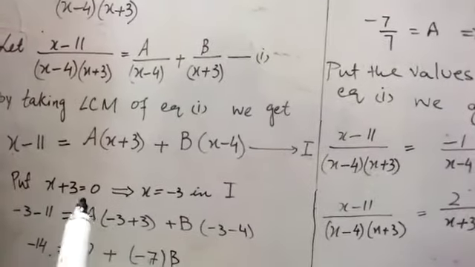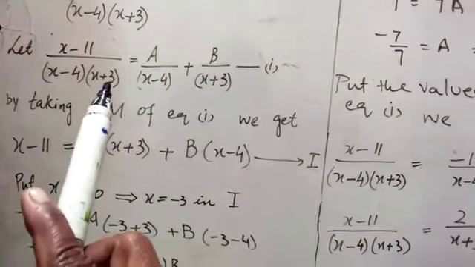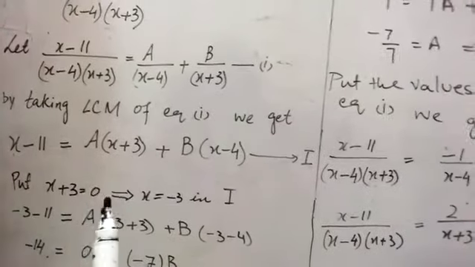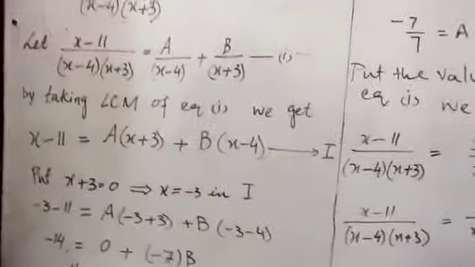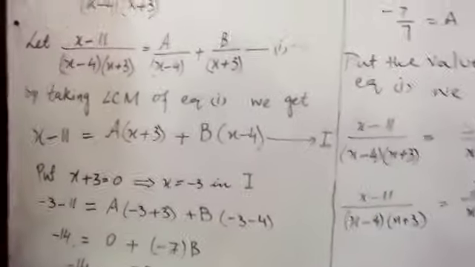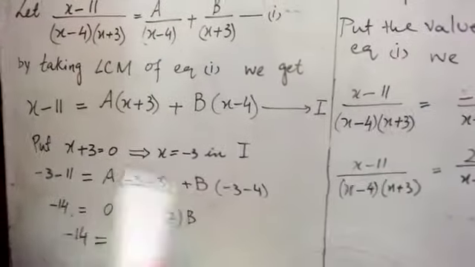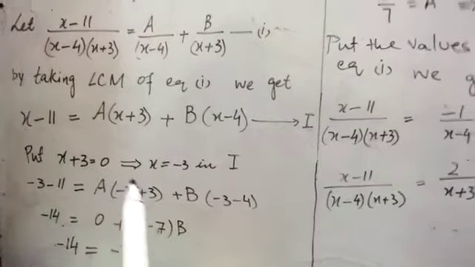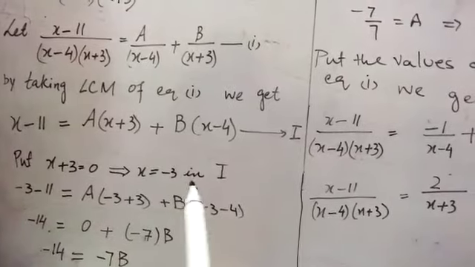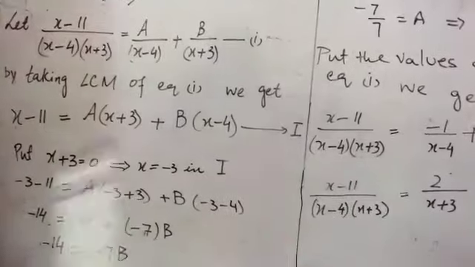Now put x plus 3 equals 0. We write one factor from the denominator equal to 0. This is known as the zeros method. The zeros method is useful mostly for linear factors, and we can get the value of the variable easily. x plus 3 equals 0 implies x equals minus 3. We will put the value of x in the identity.